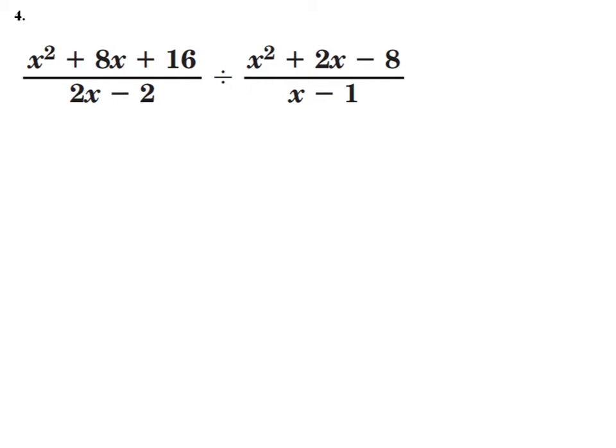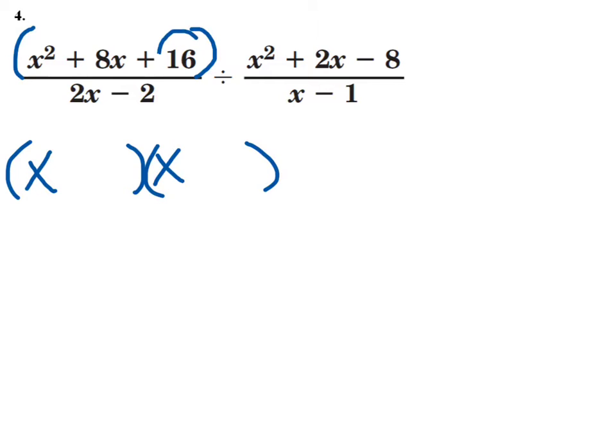Remember, keep in mind, we have this trinomial to factor first. Since we have a trinomial whose leading coefficient is 1, we know the only way of factoring x squared is x and x. Then consider factors of 16 whose sum is positive 8. Well, that would be a positive 4 and a positive 4. So we've factored the numerator completely.